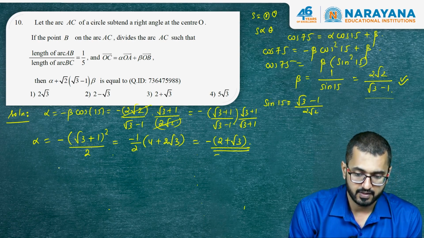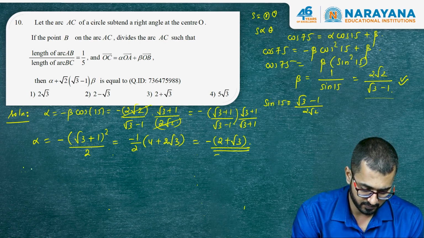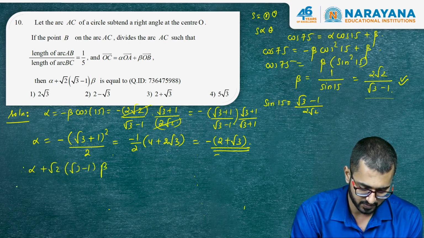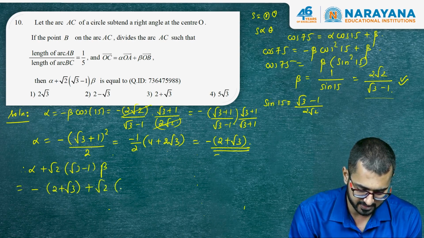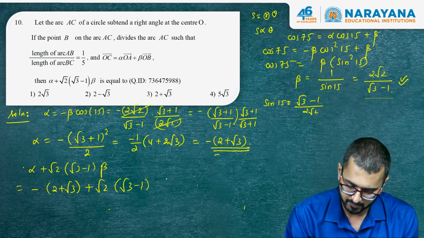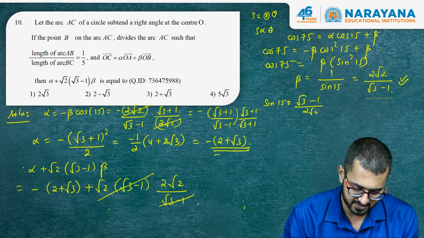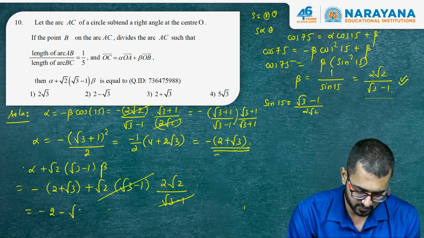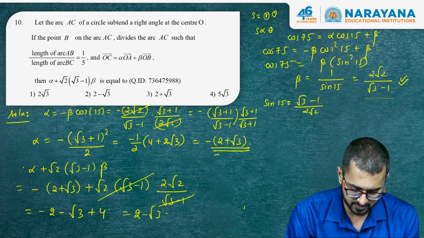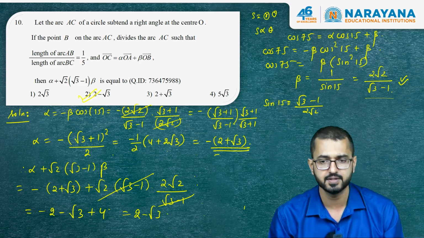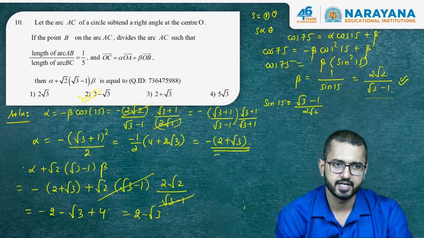So we found the value of alpha and beta. Now let's plug in. We want alpha plus root 2 into root 3 minus 1 times beta. So alpha is minus of 2 plus root 3, plus root 2 remains as it is, root 3 minus 1, and beta is 2 root 2 over root 3 minus 1. So this root 3 minus 1 gets cancelled, and then this will become minus 2 minus root 3 plus 4. So this will give me 2 minus root 3. That makes our option 2 correct. So coming to the next part, question number 11.